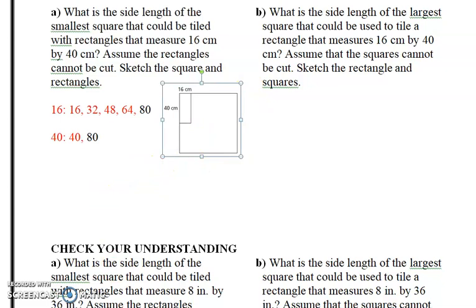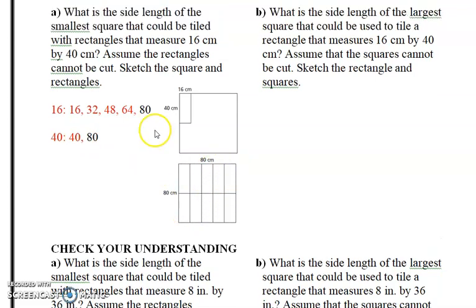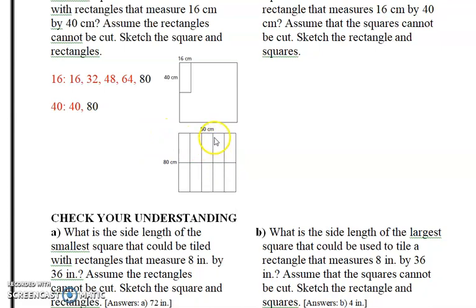So when you draw your diagram, it's going to look like this. So we have 5 multiples, 16, 32, 48, 64, then 80. So that's going to give us 5 tiles across this. We have 2 multiples of 40. So 2 times 40 would give us 80. We'd have 80 by 80. So we'd need 10 tiles here, right? And the side length is 80 centimeters.